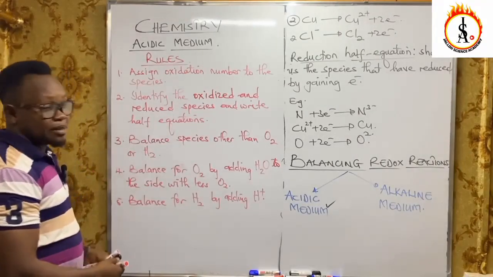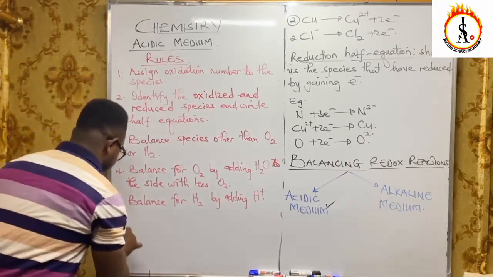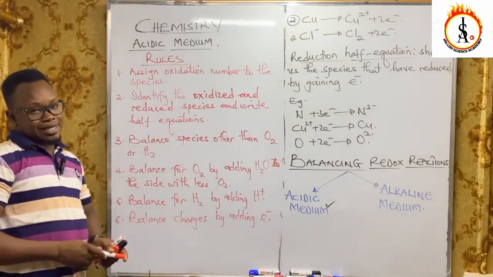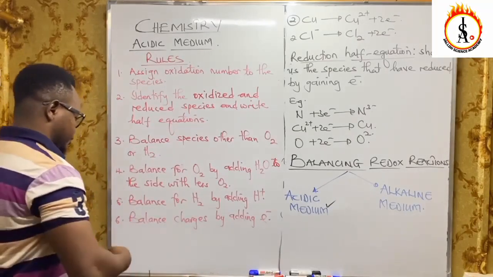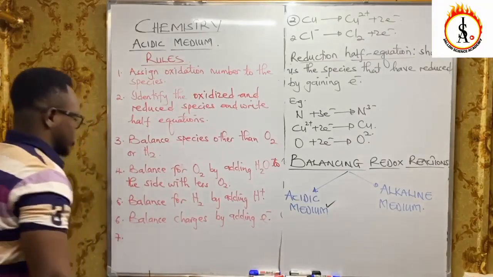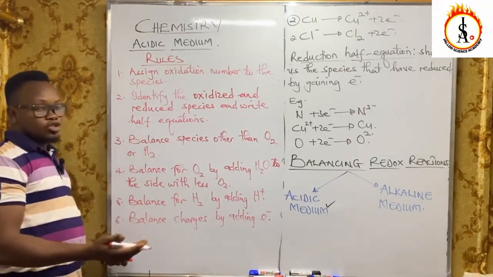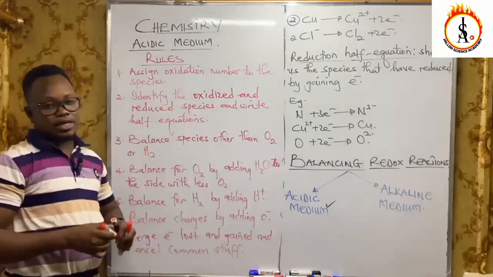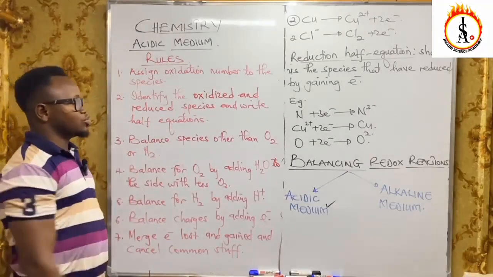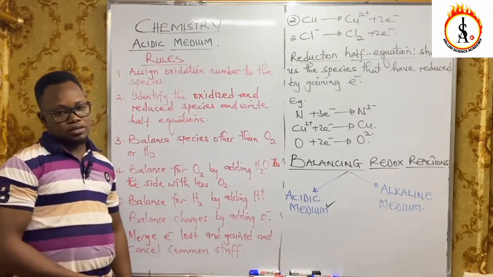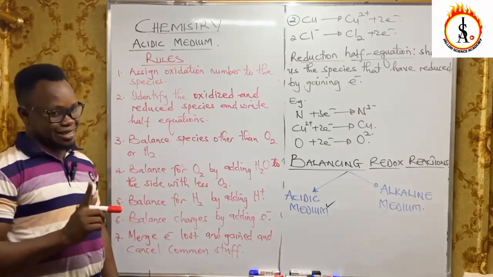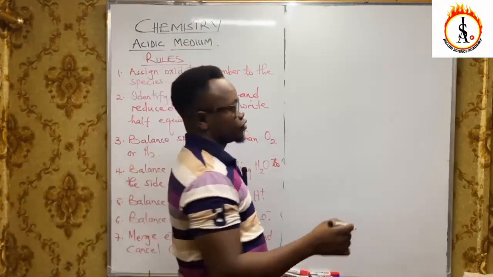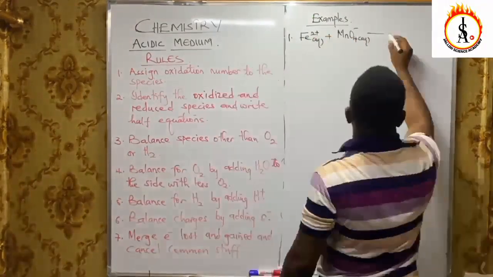Rule number six, after balancing this, you balance the charges. You balance the charges by adding electrons to the side with the highest charge. And rule number seven, you merge the electrons lost and gained, and you cancel common stuff. These are the rules that we are going to apply to balance redox reactions in an acidic medium. So let's look at some examples.